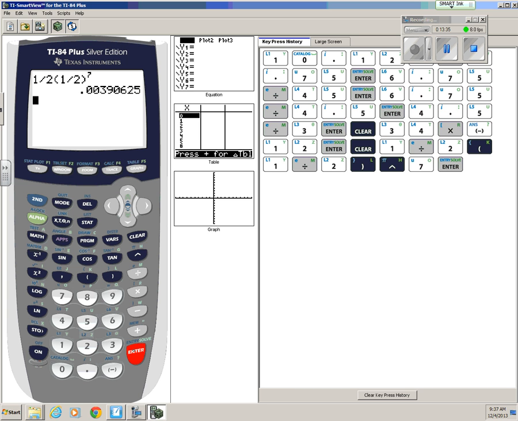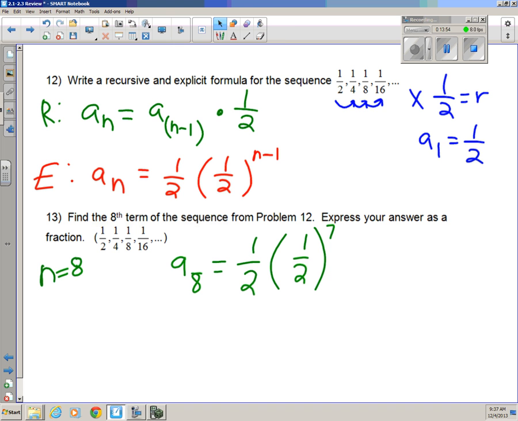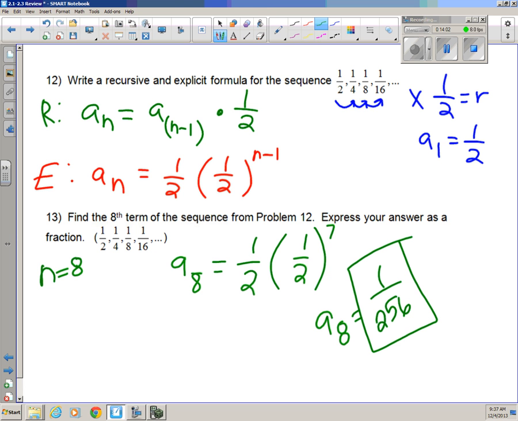So this answer comes out as a decimal. We want the fraction answer. It asked you for the fraction answer. So all I would do is go to my math button, hit choice 1, which is fraction, hit enter again, and realize the answer is 1/256. So your 8th term out is 1/256. So this then becomes 8th term is 1/256.